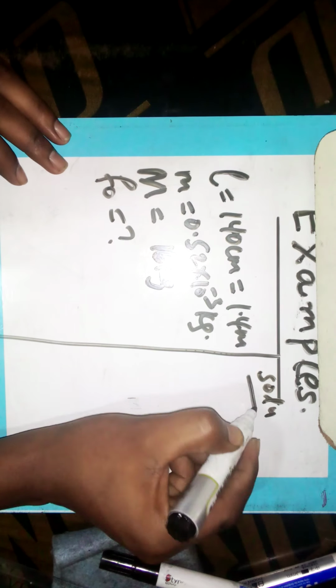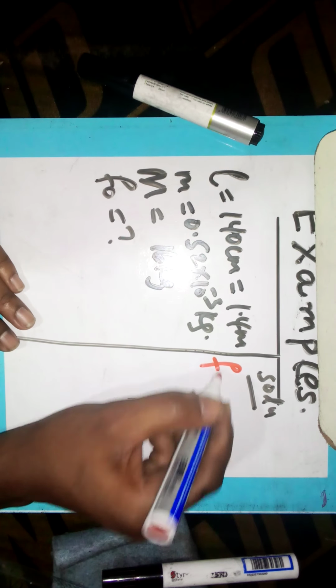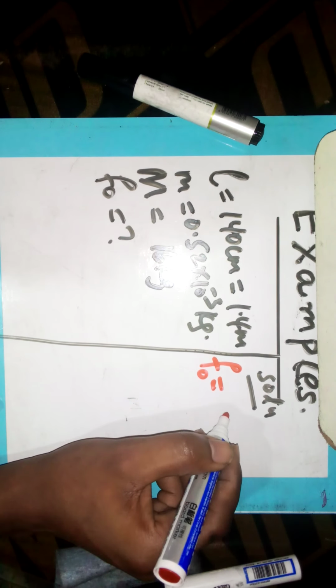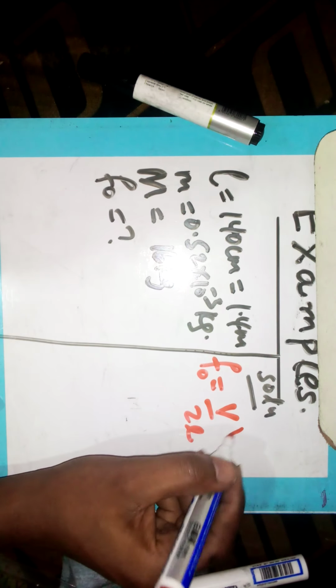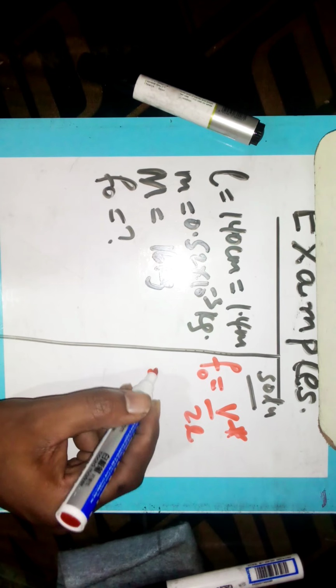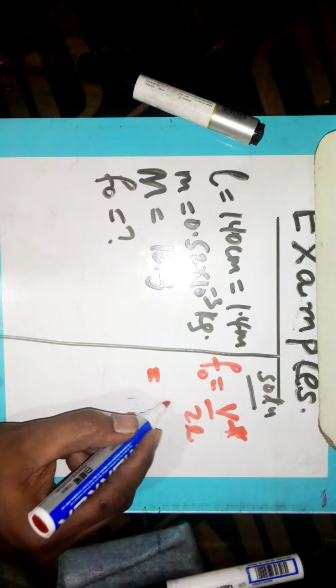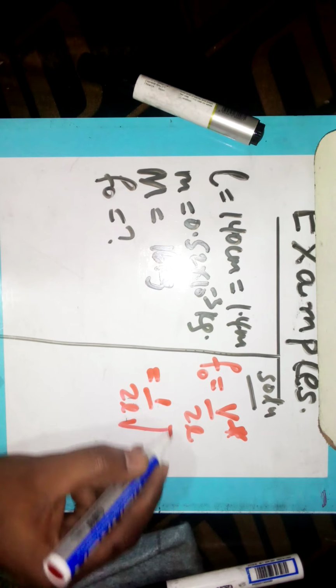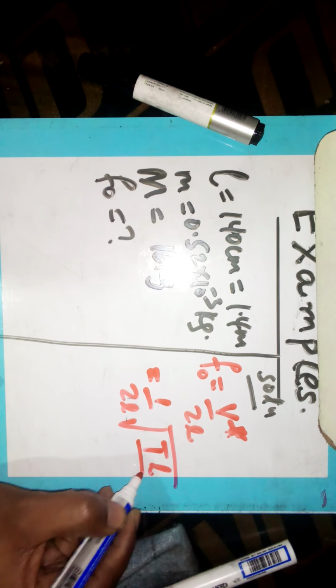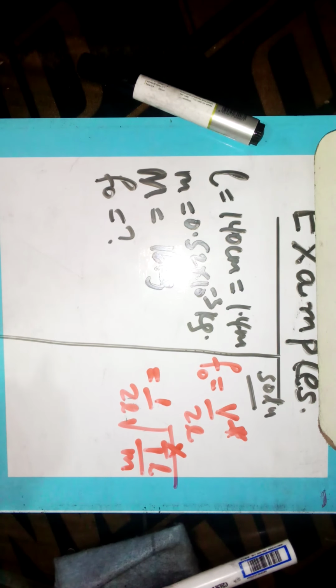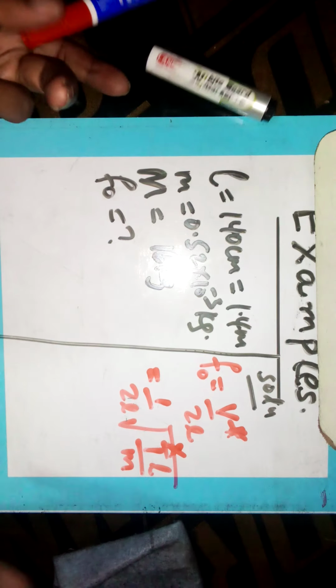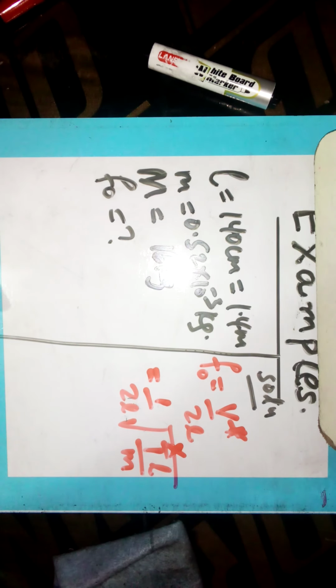Here is the solution. How can we find the fundamental frequency? It is from F naught equals V over 2L. But unfortunately, we don't have V, but we know how to calculate V. Therefore, this is equal to 1 over 2L times the square root of tension times L over M. Unfortunately, we also don't have tension, but we know how to find tension. Tension is force. Force equals mass times g.